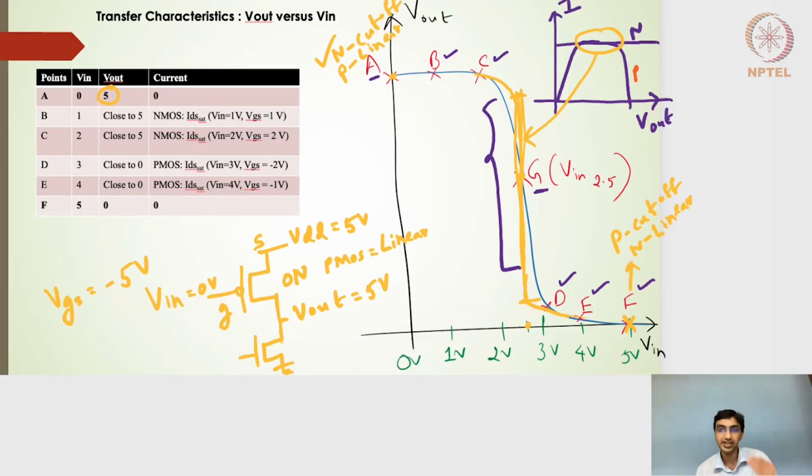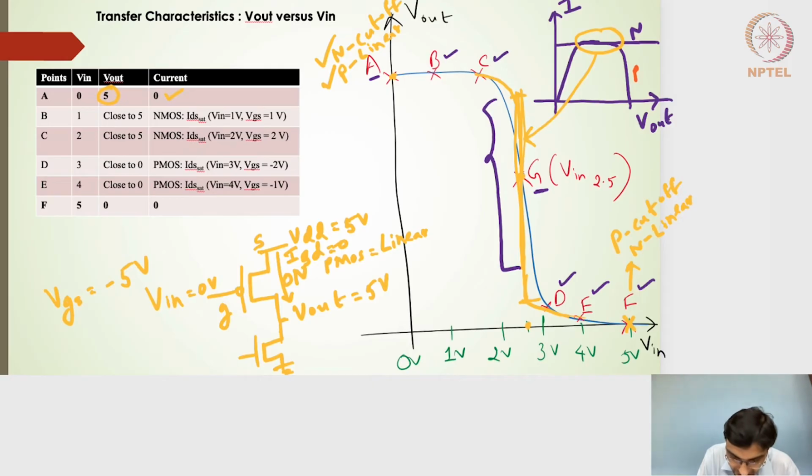The output voltage is 5 volts, VDD is 5 volts. So the current flowing from source to drain, ISD, should be 0, because both terminals have a potential of 5 volts. Both terminals have the same potential, so VSD for the PMOS is actually 0. In the linear region current expression, if I put VSD to be 0, I'll get the current to be 0. So our claim of PMOS being in linear region is validated, although the current value is 0, and this is what is shown in this particular table.